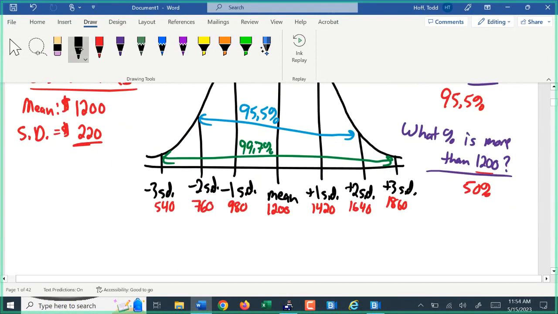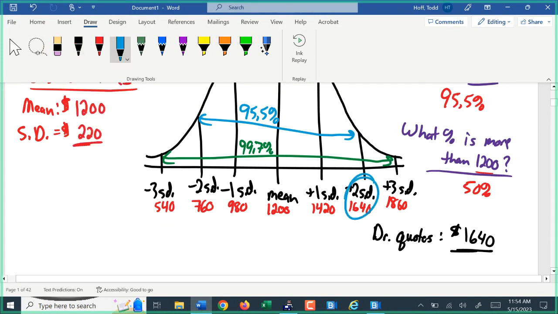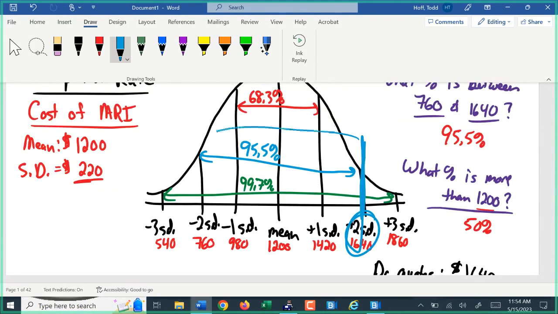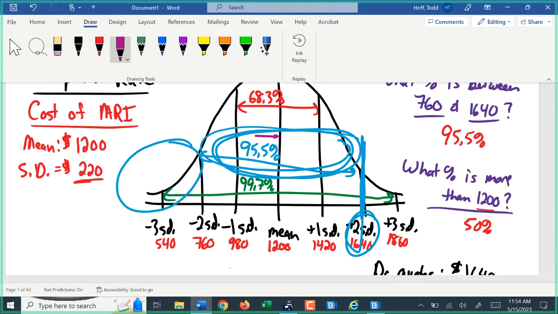If a doctor quotes you a cost of $1,640 for an MRI, you look up here and you see 1,640 is right there. If I want to figure out what percent is less than that, well, I have 95.5% between the 2 standard deviations. I actually have this piece left to add on to that. To figure out how big that piece would be, we have to do a little bit of creative math here. To get from the center over here would be half of the 95.5. That's 47.75.